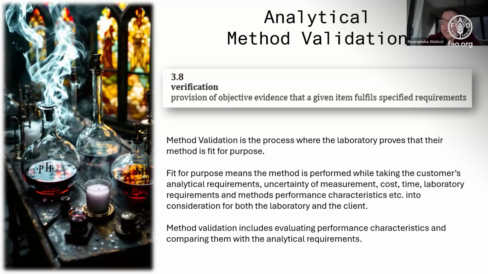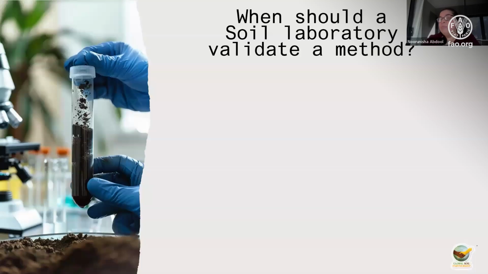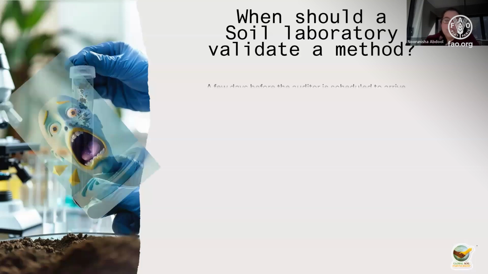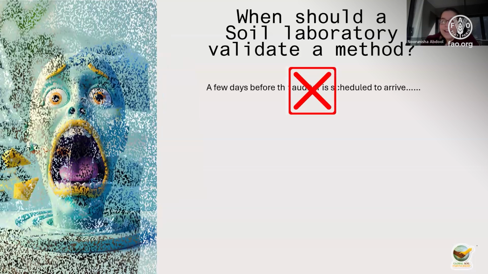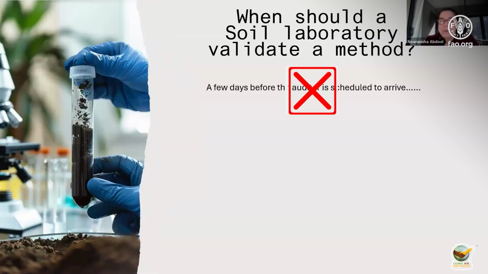So a method validation is going to include all of your performance characteristics for your analytical requirement. And that's quite a mouthful. Your analytical requirement is what your laboratory or what your client is going to tell you. So first we start off, where should we actually start and why should we validate the method, right? It's not going to be a few days before your audit day is scheduled to arrive. That is not when it's going to happen.